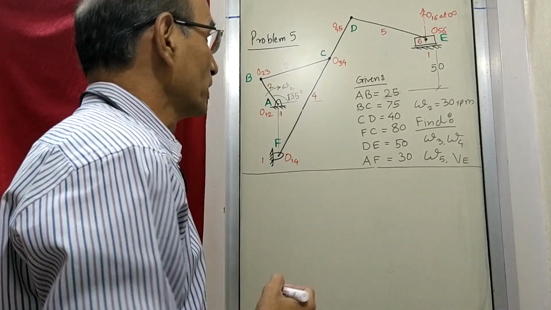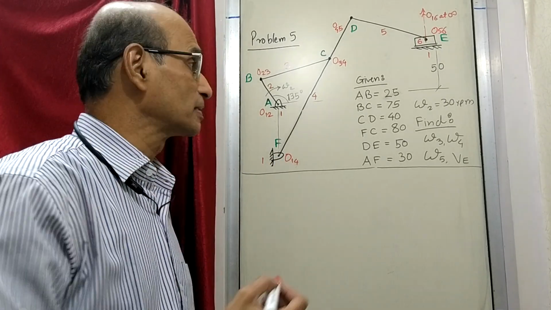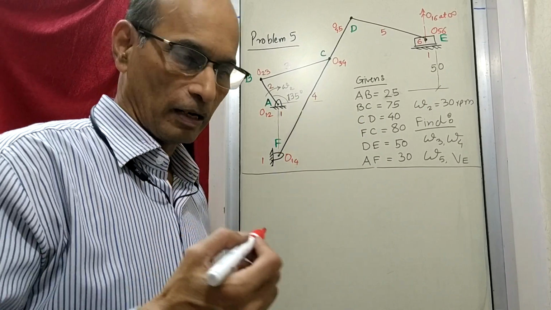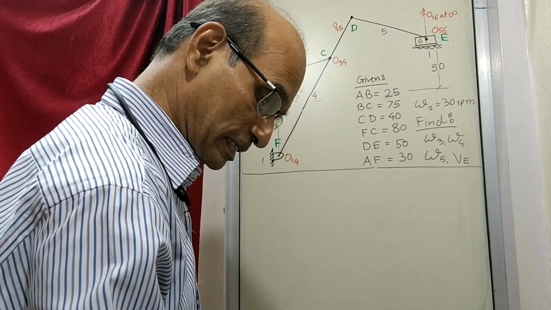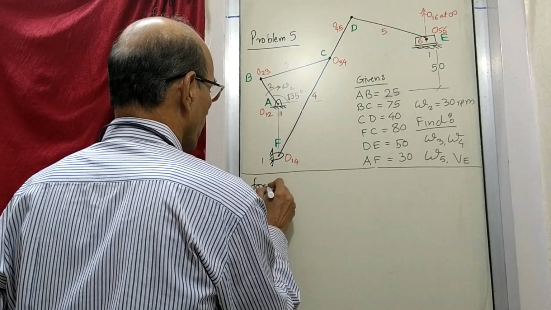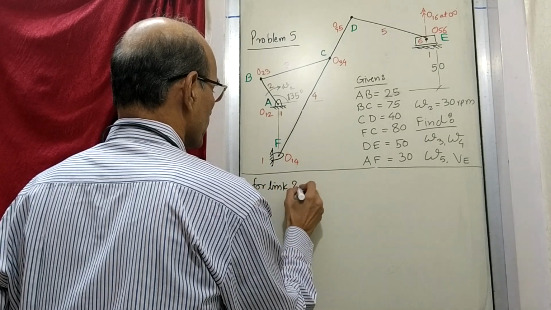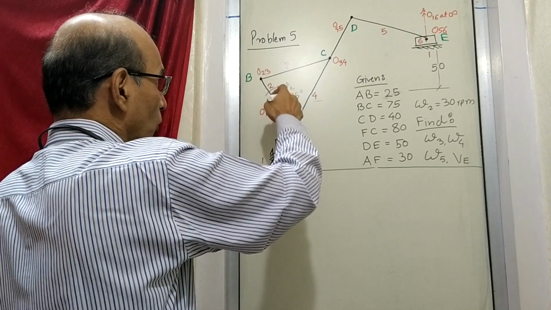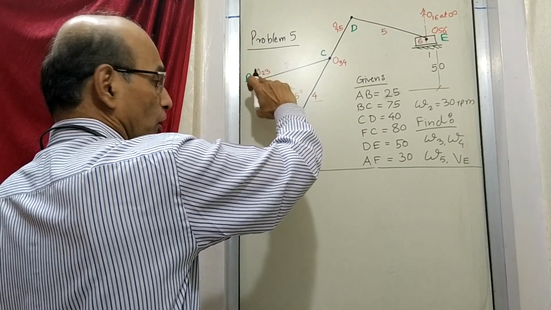The other centers we can find by making use of Kennedy's circle, whichever centers are needed for finding the velocity. So we begin our exercise with link number 2. Link 2 is rotating like this, so we know omega and we know r, so we can find the velocity of O23.